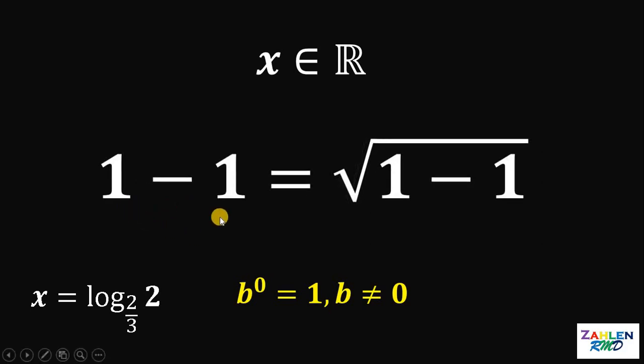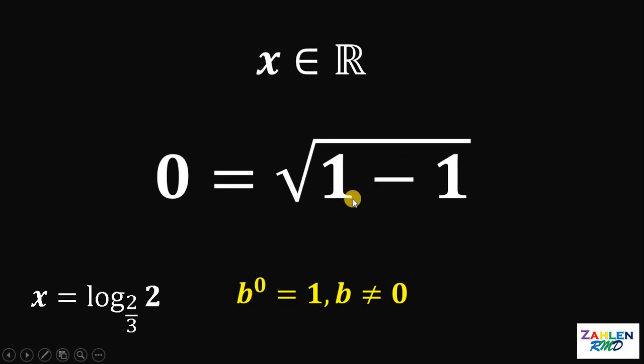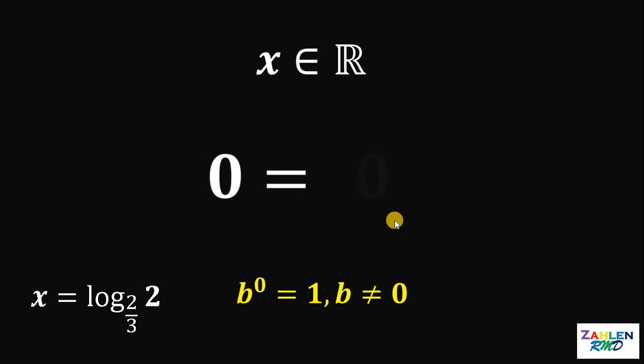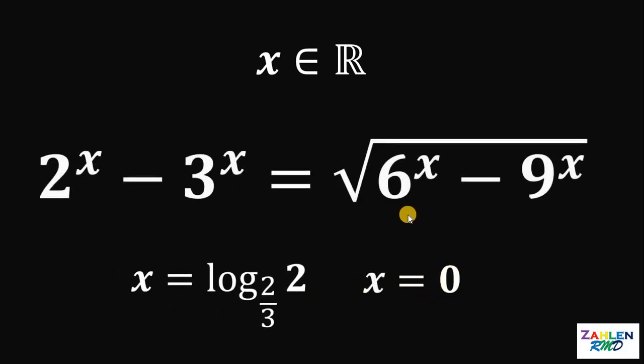Now, 1 minus 1 will give us 0, so the left-hand side is just 0. And square root of 1 minus 1, or square root of 0, is also 0. Therefore, x equals 0 is also a solution to this equation. Therefore, we found two real values for x. We have x equals logarithm of 2 to the base of 2 over 3, and x equals 0. And as always, we are done.